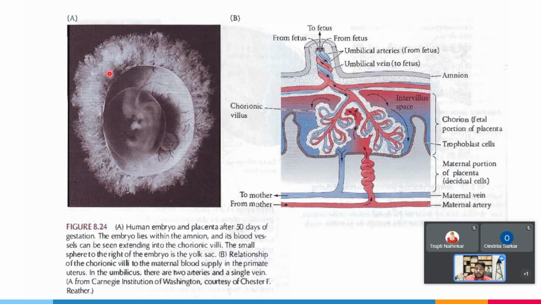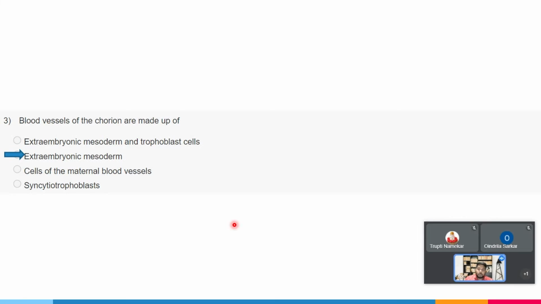And here we have a diagram showing the human embryo and placenta after 50 days of gestation, and this is how it looks in the live embryo. This big structure at the end, with a large number of networks, is the placenta. So going back to the question, blood vessels of the chorion are especially made up of the extraembryonic mesoderm. Does anyone have anything to add to this?